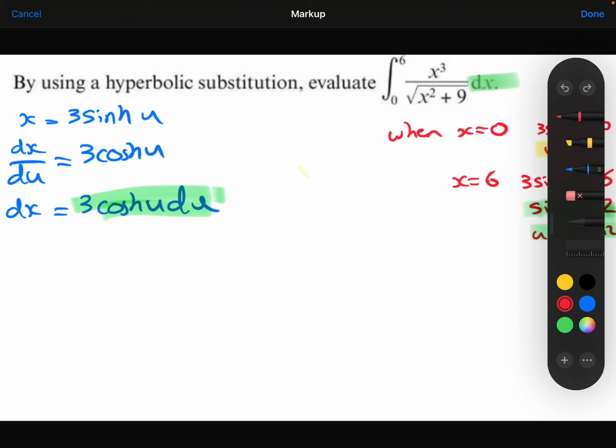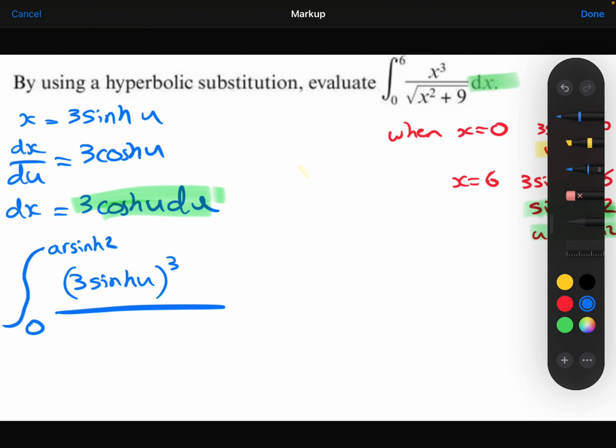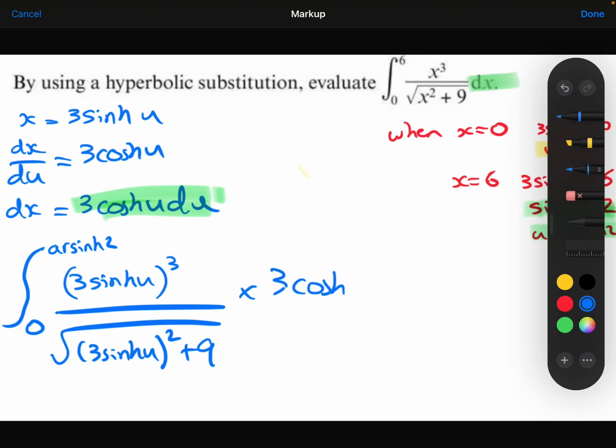So the integral from when x was 0, u is 0. When x was 6, u is r sinh 2. My x cubed is going to be 3 sinh u cubed. My denominator is going to be the square root of x squared plus 9. My dx is 3 cosh u du. Now let's do some more work on this and simplify.